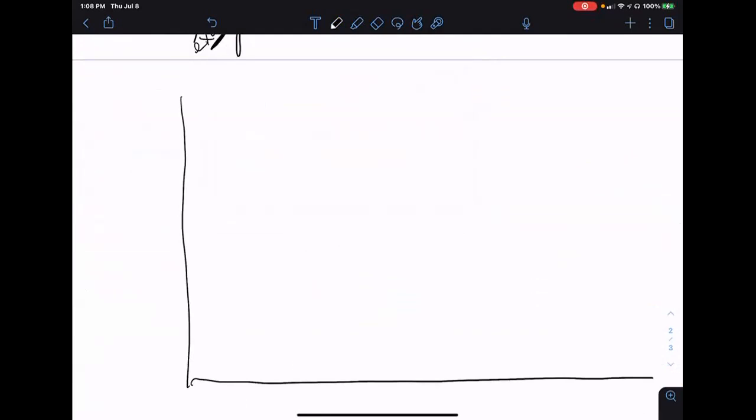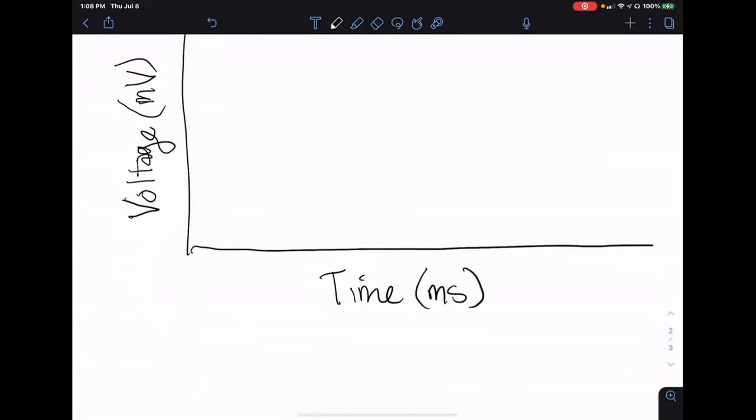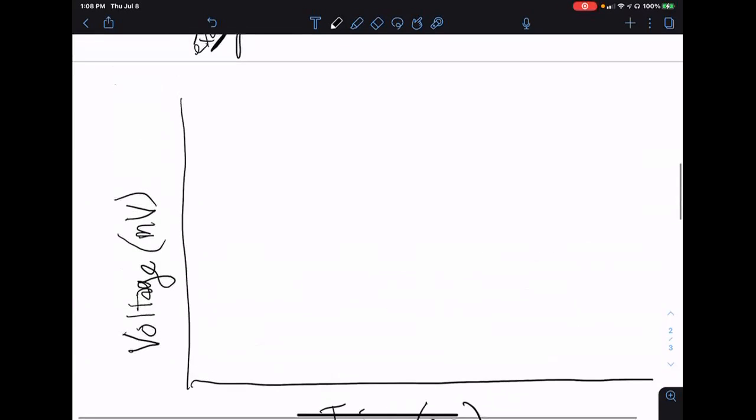On this y-axis, we're going to have voltage, measured in millivolts. And on this x-axis, we're going to have time in milliseconds. So we're recording from this neuron, and the neuron is at its resting membrane potential normally, which is at -70. That's what this neuron is sitting at most of the time, just sitting there at -70 millivolts, waiting for something to happen.